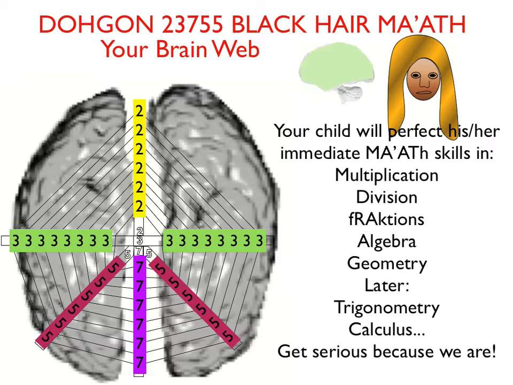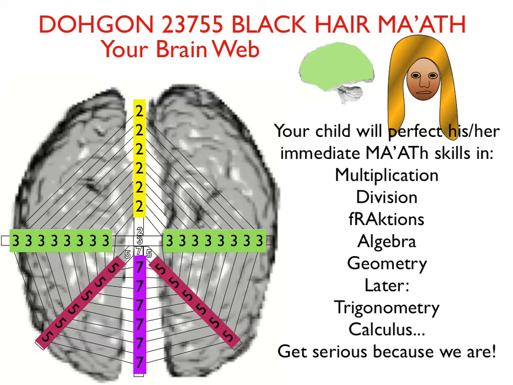And so as you see in the brain web here, you see the numbers 5 on the left hand side and 5 on the right hand side, and then you see the numbers 3 on the left hand side and 3 on the right hand side. And then you see 2 and 7. What we are demonstrating here, like I said, is a code. It's a Dogon code that no one knows but the Dogon. But I will just give you a hint about what it is.